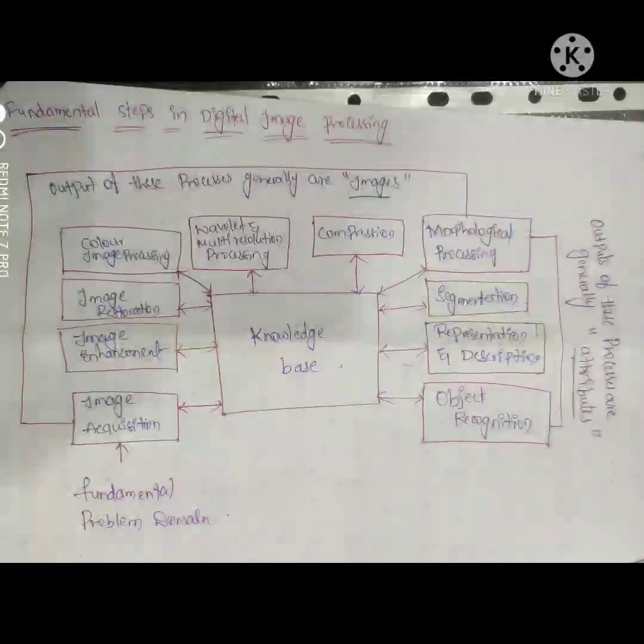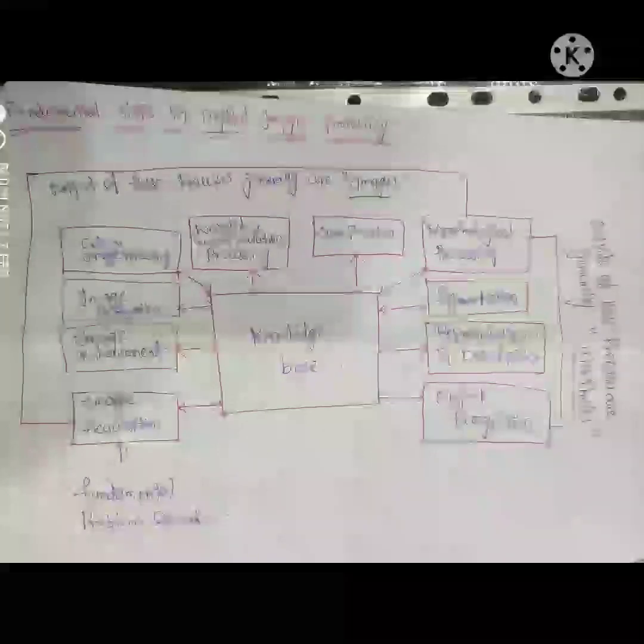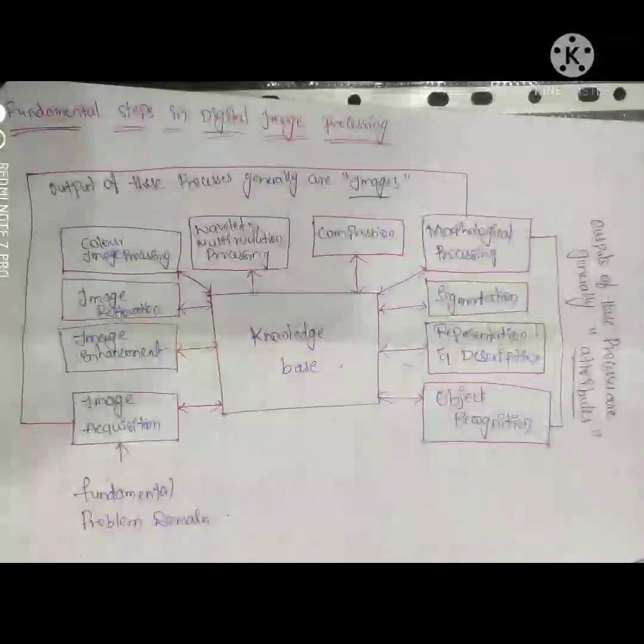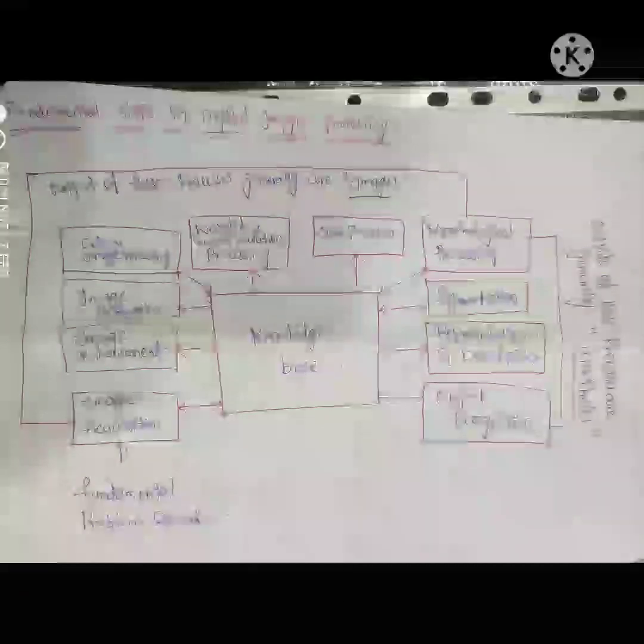One more thing very important to note down here. If you see the block diagram of these fundamental steps, from image acquisition to morphological processing, the output is in terms of an image. And from morphological processing to object recognition, the outputs are in terms of attributes of an image.